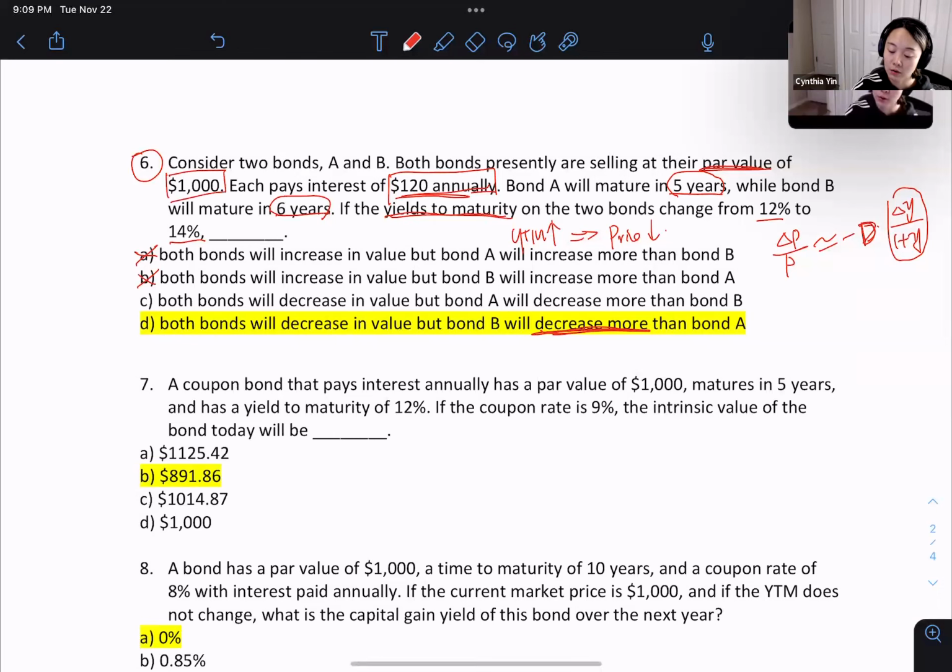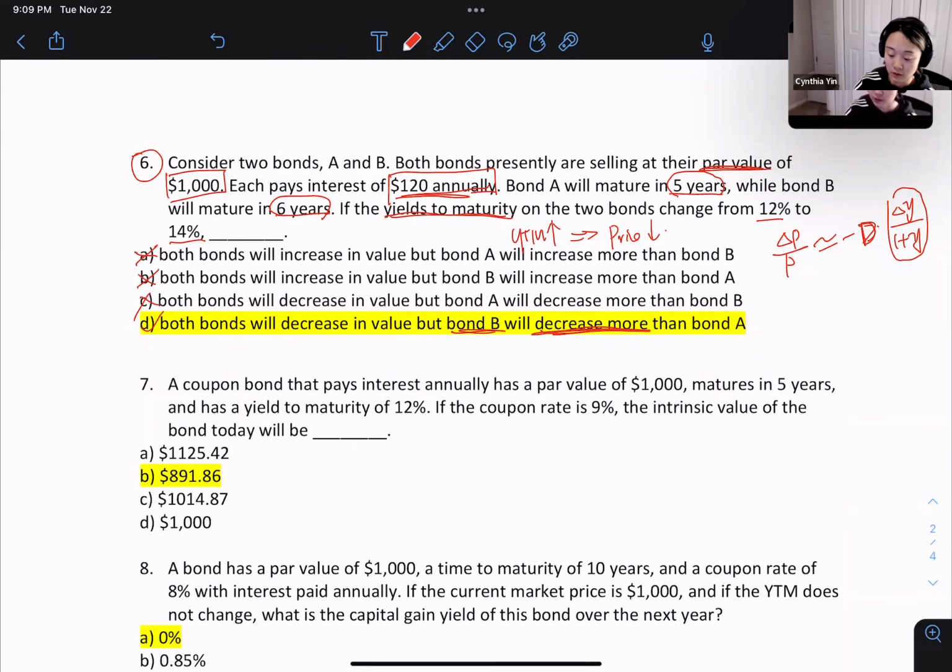So all the coupon and par value or face value are the same. So maturity will be equivalent to the duration. Longer maturity means longer term to collect the money back. So longer maturity bond will have longer duration and will be more sensitive to the yield to maturity change. As a result, bond B price will decrease more than bond A, and D is right, C is wrong.